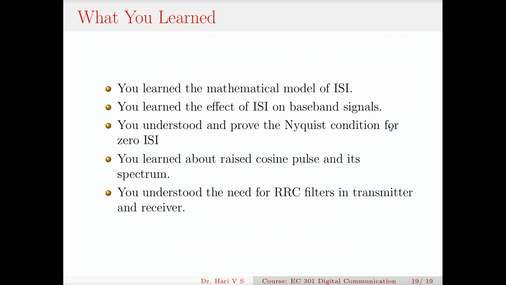So we come to the end of this presentation. In this video you understood the mathematical model of ISI, then you understood the effect of ISI on baseband signals, then you understood and proved the Nyquist criterion for zero ISI. Then you learned about certain signal models with which you can counteract ISI, that is, the raised cosine spectrum and the corresponding pulse. Then you understood how to design a transmitter and receiver with root raised cosine filters.